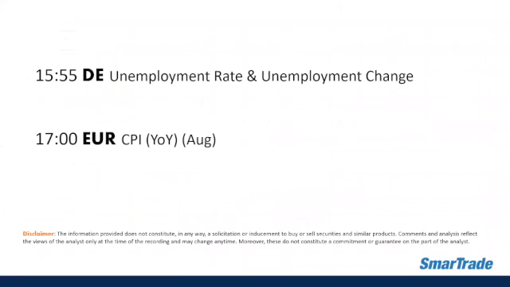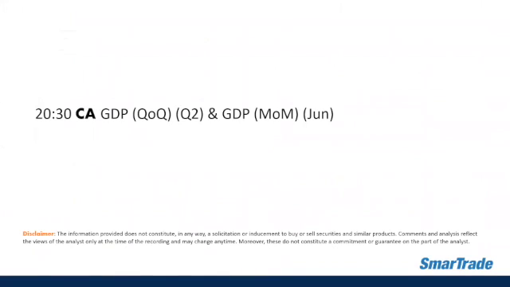Again, for the European session, we have the unemployment rate and unemployment change for Germany at 3:55 p.m. And at 5 p.m., we have the inflation rate for Eurozone, yearly basis for the month of August. And the last one is the US session, 8:30 p.m. We have GDP for Canada, quarterly basis for the second quarter, and monthly basis for the month of June.